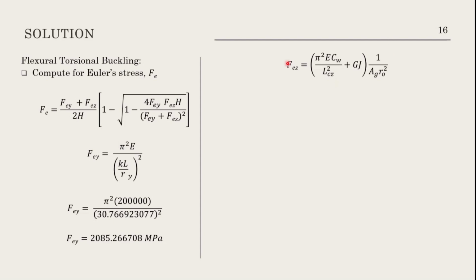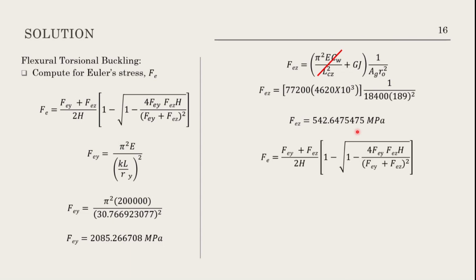So after that, we will compute Fez. This is the original formula for Fez, but for T-shapes and double angles, we omit this term. We do not include this term when solving for Fez, for T's and double angles. So that's why we will not use that. Therefore, the resulting Fez is only G times J divided by A times R sub O squared. Okay, so we have Fez, which is 542.6475475 megapascals. So we now have Fez.